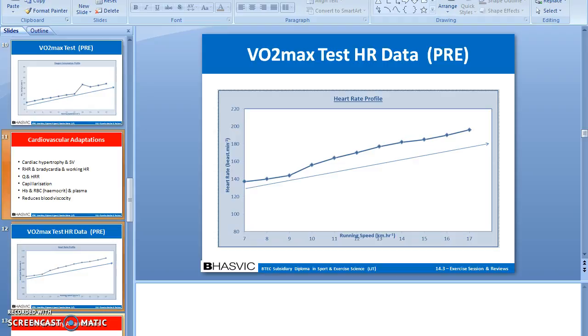The untrained athlete is the dark blue line. It shows the athlete cannot participate in activity for as long as the trained athlete.